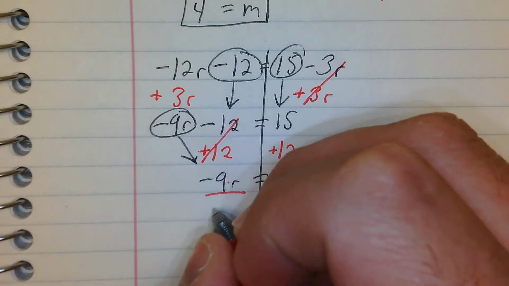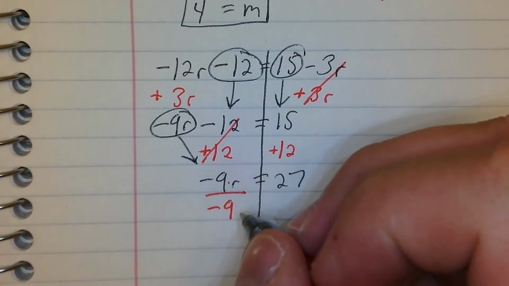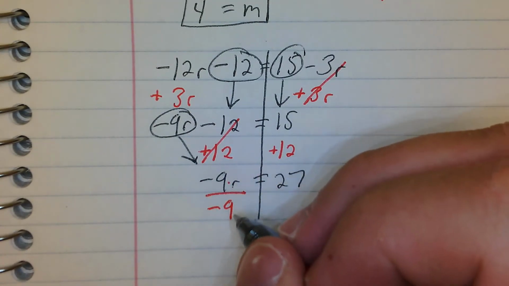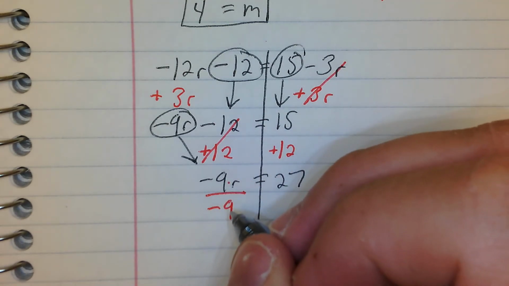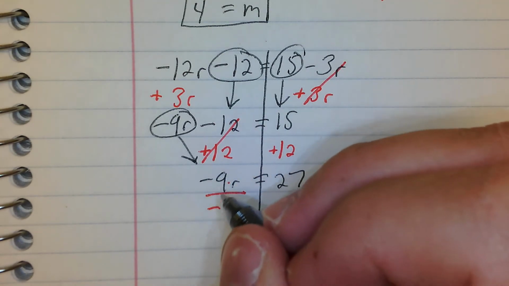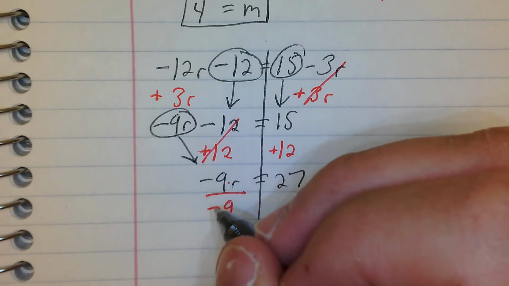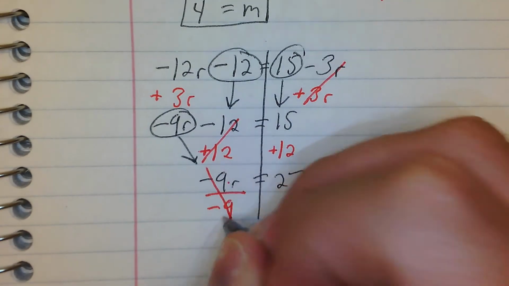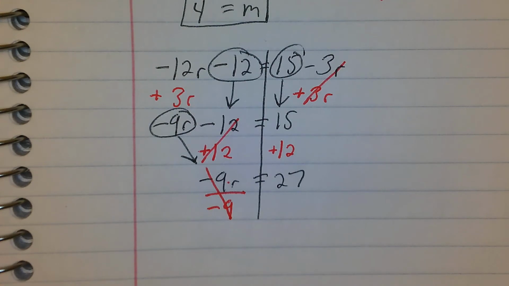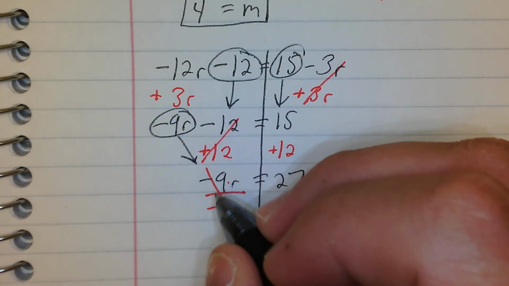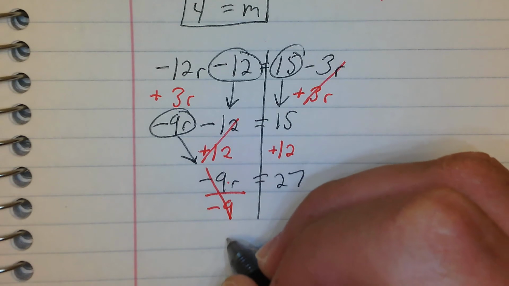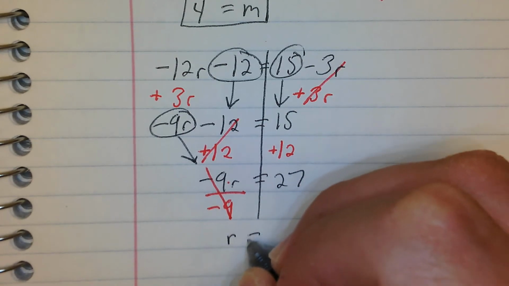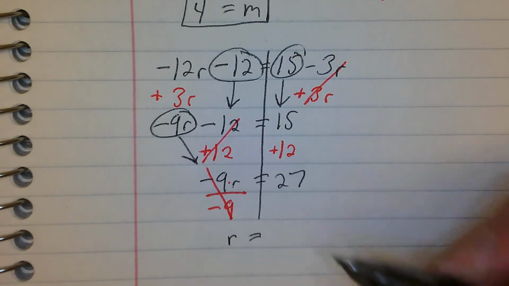Now, do not forget, when I'm dividing, I have to have a positive variable. To do so, I don't just divide by 9. I need to divide by negative 9, because a negative divided by a negative will give me a positive. So when I do this, the negative 9s will cancel each other out. So negative 9 divided by negative 9 will make it positive 1r. So I have r by itself now.